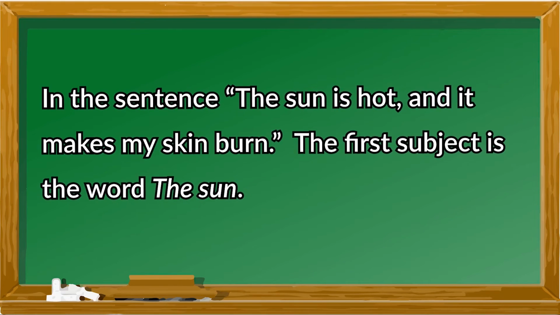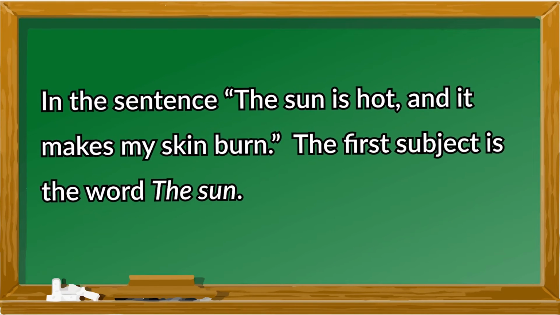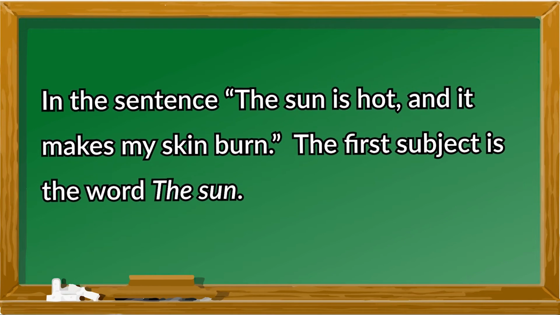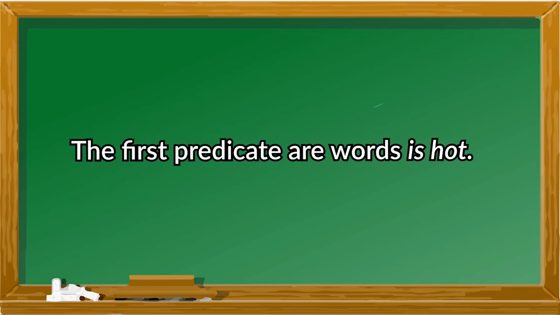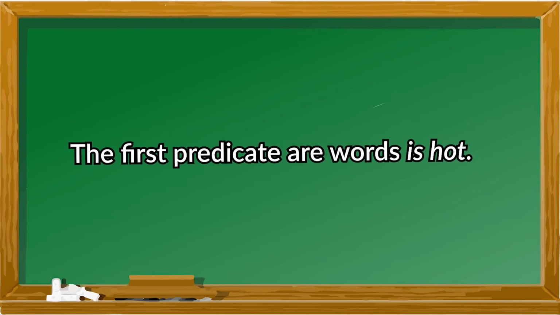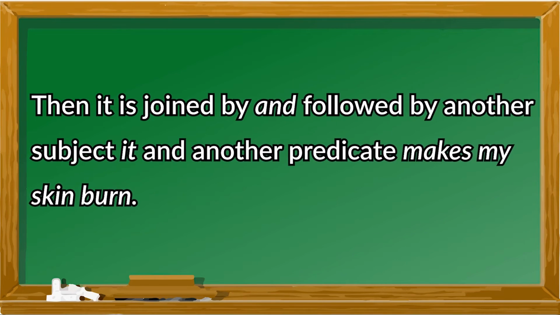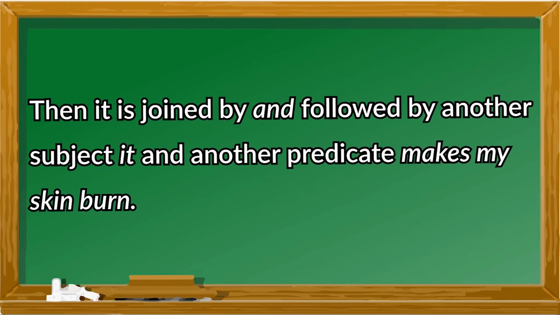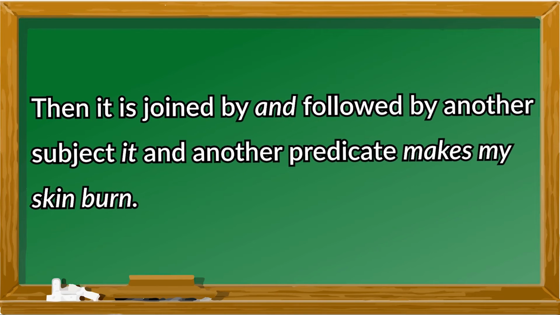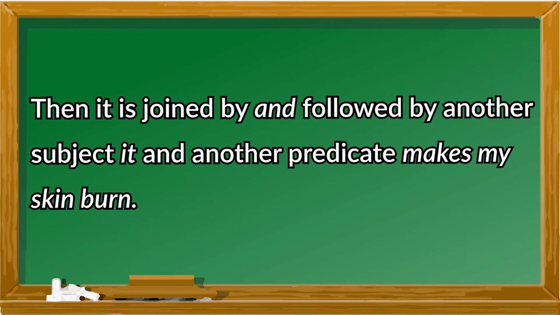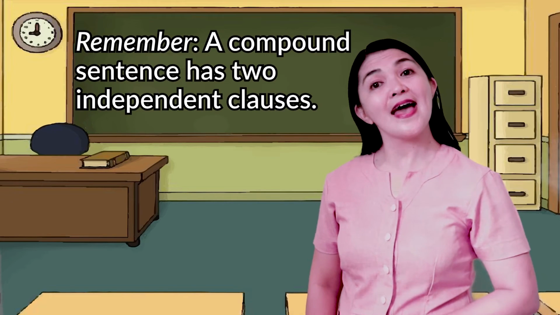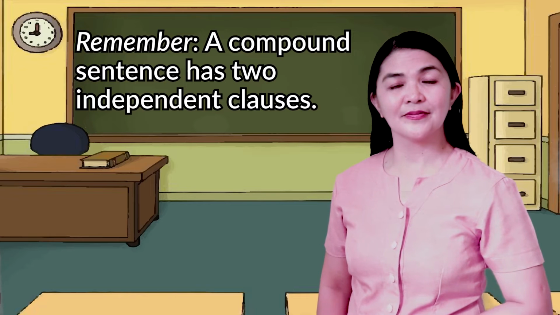In the sentence, the sun is hot and it makes my skin burn, the first subject is the words the sun. The first predicate is the words is hot. Then it is joined by and, followed by another subject, it, and another predicate, makes my skin burn. Remember, a compound sentence has two independent clauses.